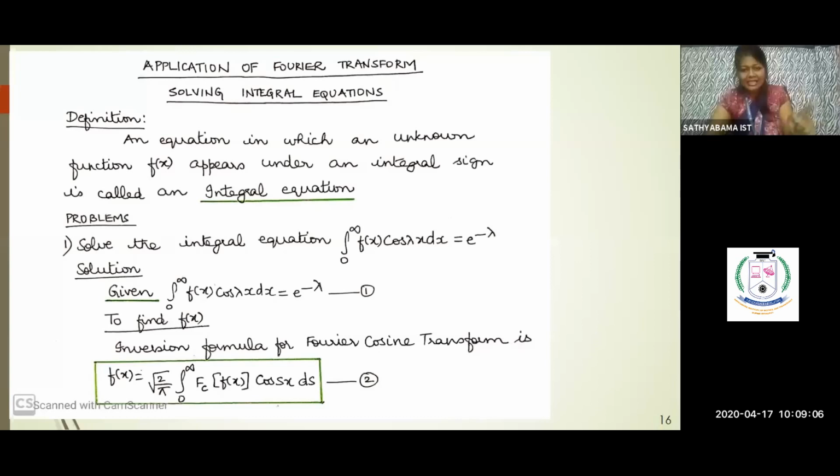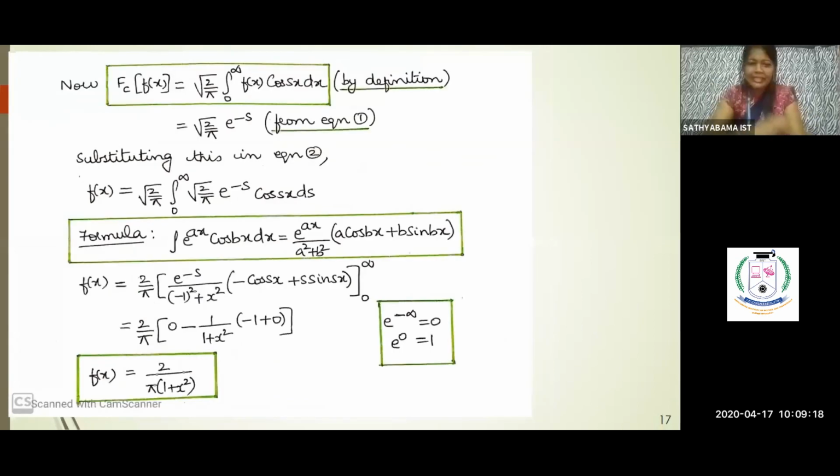Now to find f of x, what should I find? I should find Fc of f of x. Are you listening? To find f of x, that is my objective. I need to find Fc of f of x. So let me go to the next slide. I'm going to find Fc of f of x. I know the formula. By definition, what is the Fourier cosine transform of f of x? It is root of 2 by pi integral 0 to infinity f of x into cos sx dx. Okay, by definition.